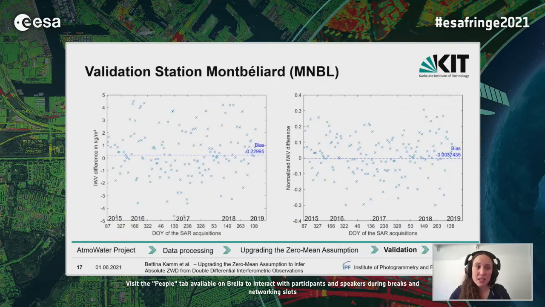For example, if I take the validation station from Montbéliard, you can see the difference from the GNSS to the SAR data on the left-hand side. The difference is quite spread, and we have a small bias, so we don't have systematic errors visible here, or no big errors at least. And on the right-hand side, I use normalization to normalize the difference on the integrated water vapor value. There we have a very small bias of below 1%.